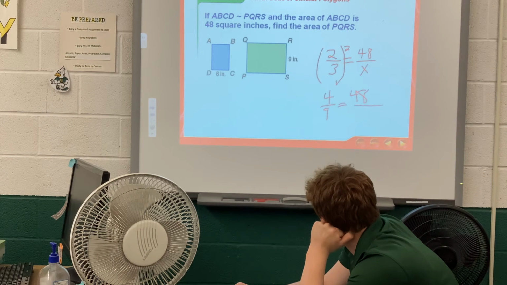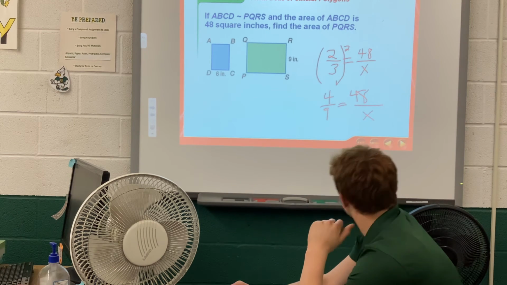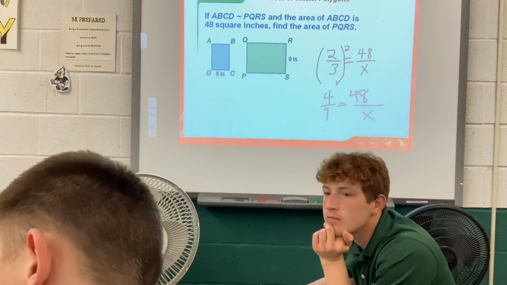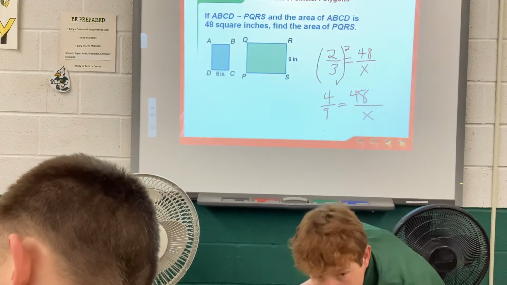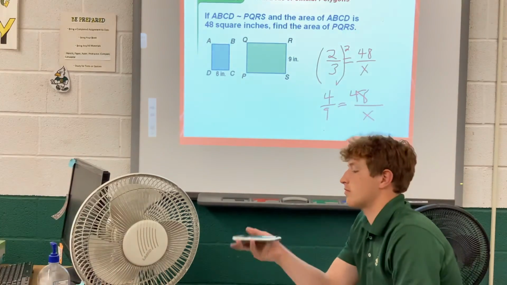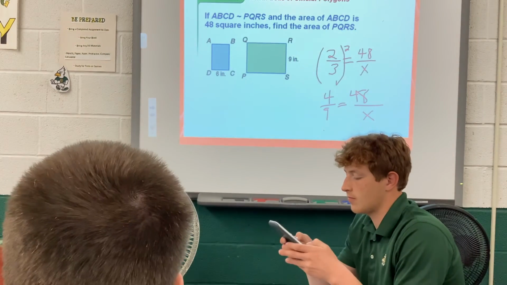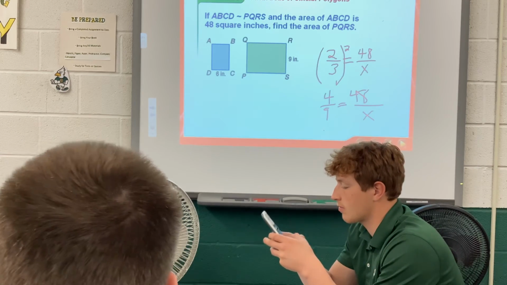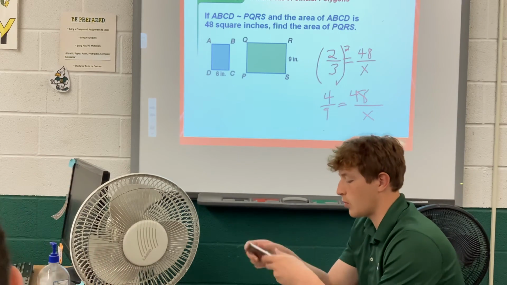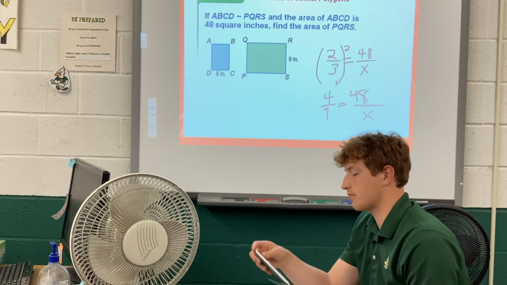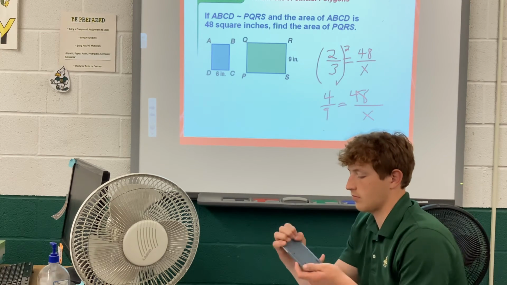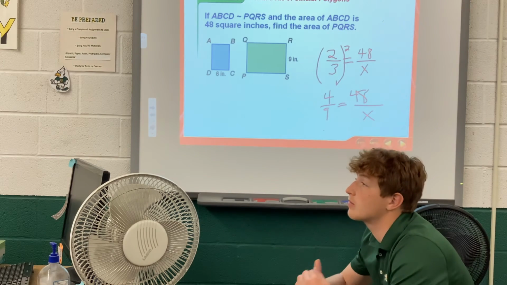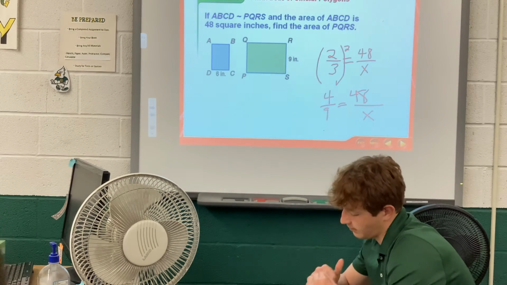So somebody that's got their calculator out, do 48 times 9 divided by 4. So now we're just right back to our true proportion. And what should X represent? 108. The area of the big rectangle, right? So what do we get? 108. So my answer, it says find the area of PQRS. It's 108 what? Inches squared. Don't forget the label, and it's got to be squared because we're still talking about an area.